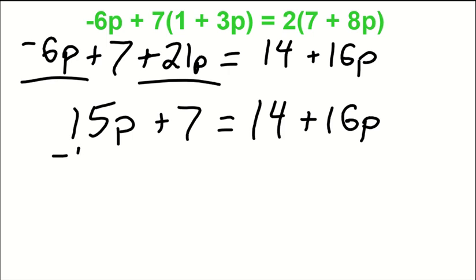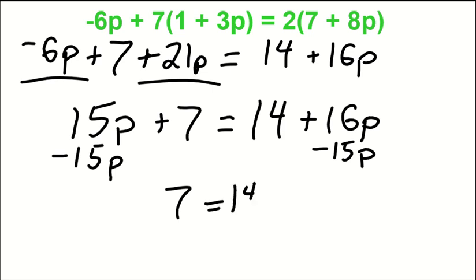So if I move that 15p, and do that from both sides, cancels out on the left. So all I got on the left is 7 equals 14 plus, it's p, I'm just going to put p.